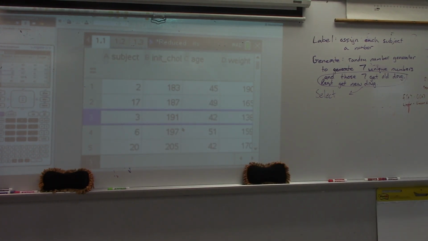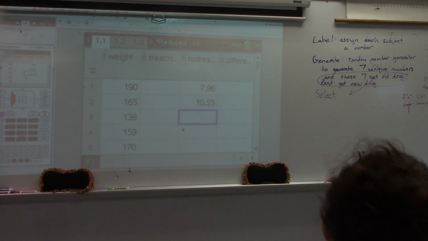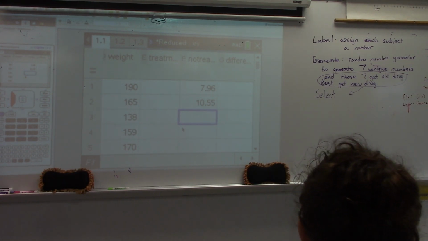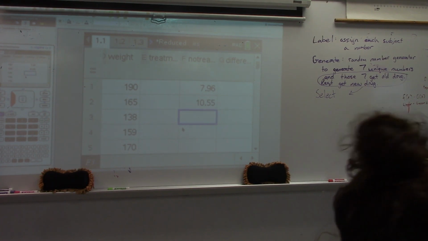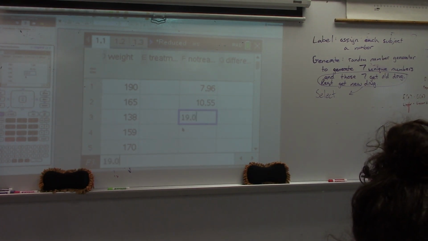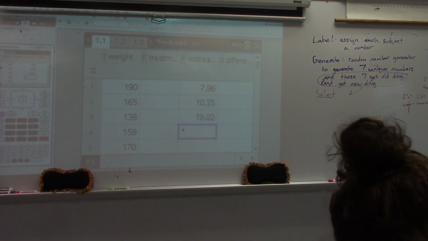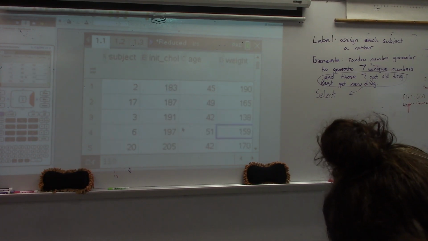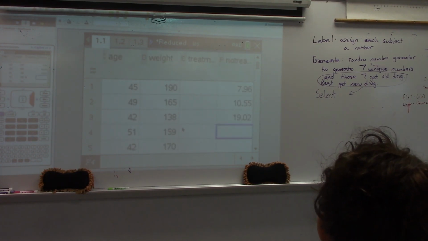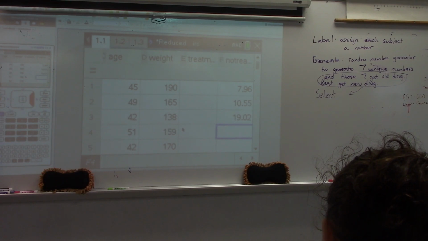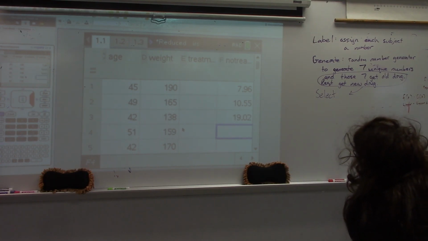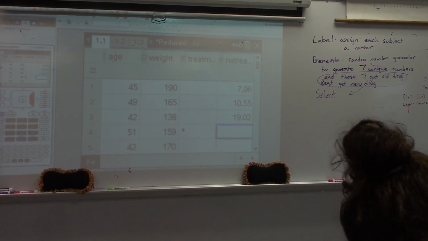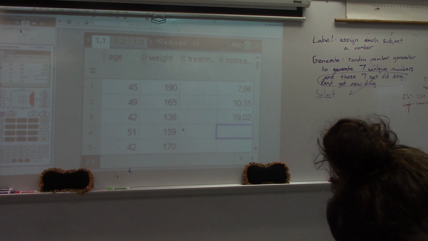Subject 3, were you no treatment or the old treatment? Mine's 22. You had the old treatment? Okay. What was your total reduction? 19.02. All right. The next subject was 6. Who's 6? Did you get the new drug or the old drug? I got current, so I guess I'd be old.